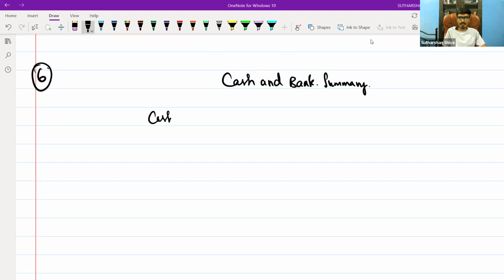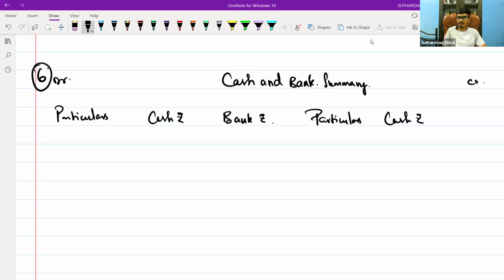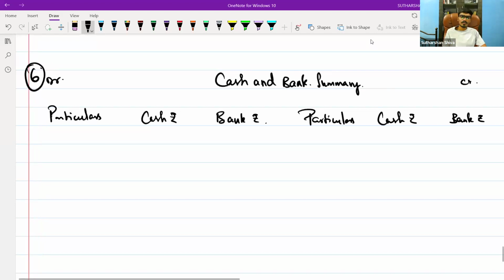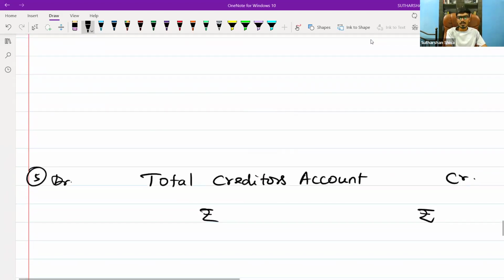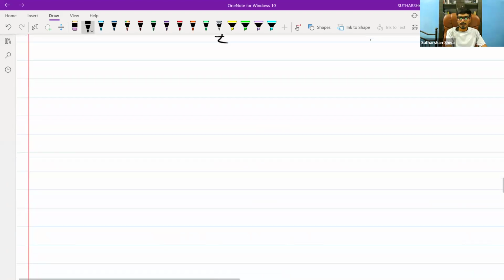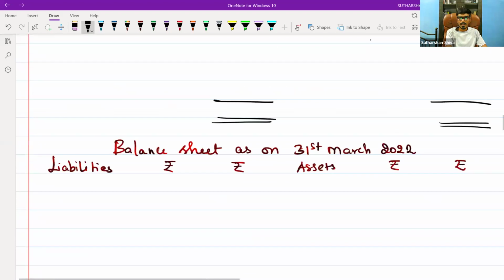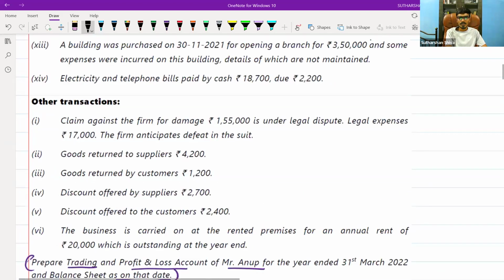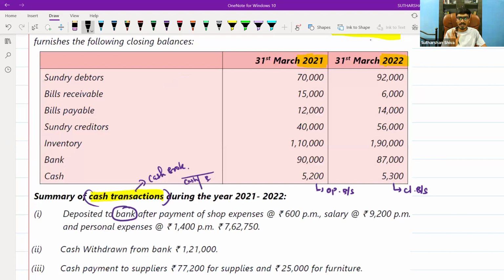Write down cash rupees, then bank rupees, then your receipt side, that is your particular side. All the receipts will be on the debit. Plus cash, then bank. This is the 6 working notes we need to prepare to solve this sum. Just simply look at what I am doing, and you can do it from your end.